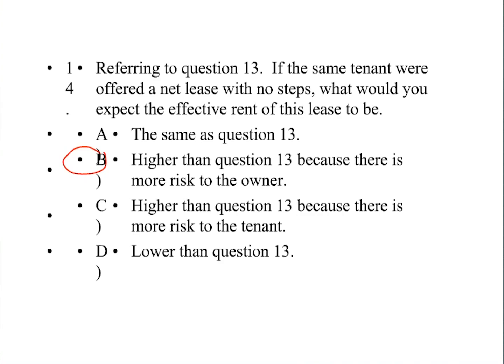Also, this lease here has no steps. So no way for the rent to increase, no automatic steps and no CPI steps. So again, it is more risky for the owner, because there is no increases built in. So in both cases, since this is riskier to the owner, we would expect the owner would want higher rent. So it would be higher than question 13 because there is more risk to the owner.